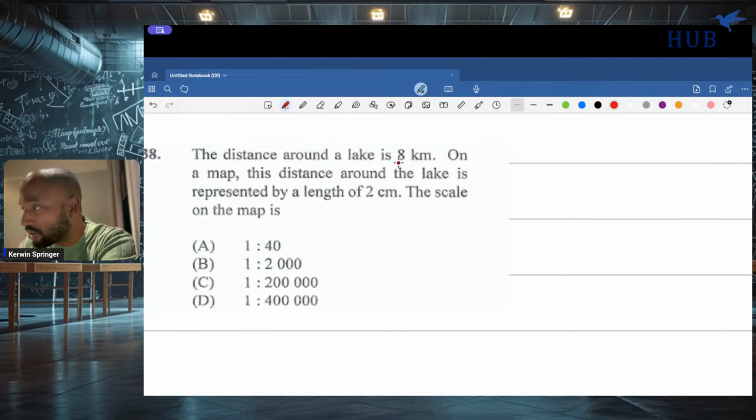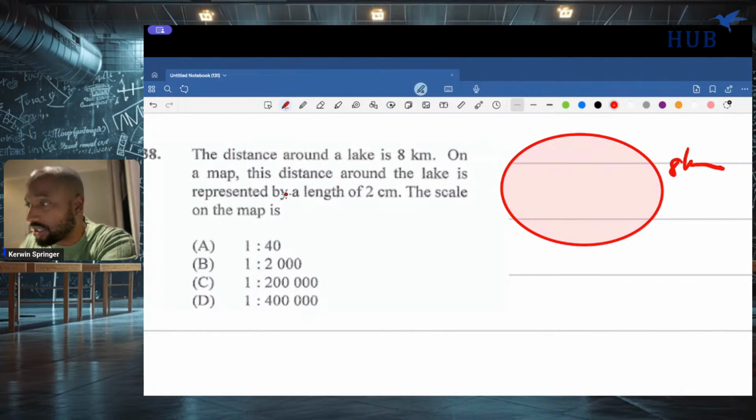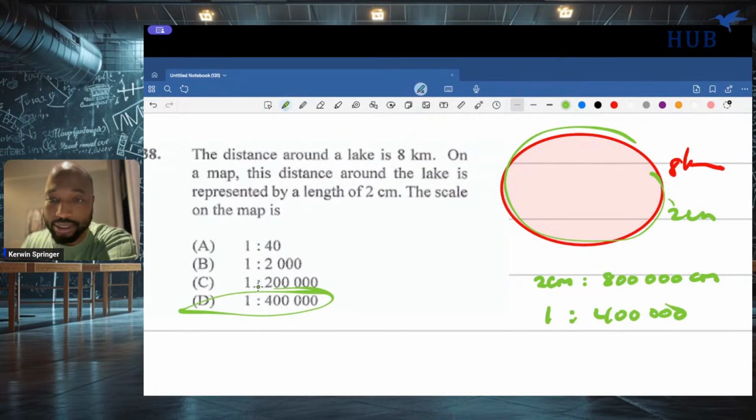The distance around the lake is 8 kilometers. On a map, this distance around the lake is represented by a length of 2 centimeters. So 2 centimeters represents 8 kilometers. 8 kilometers is 800,000 centimeters. I will not explain why, you go and figure that out. So that is 1 to 400,000. The answer is D. Yes, the answer for this one is D. So whoever said D, you're good to go there.